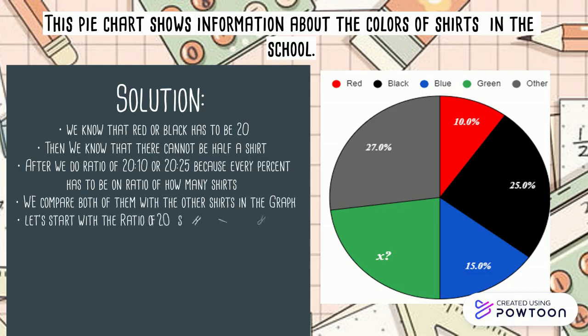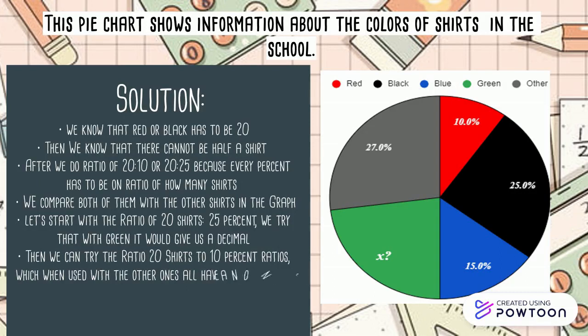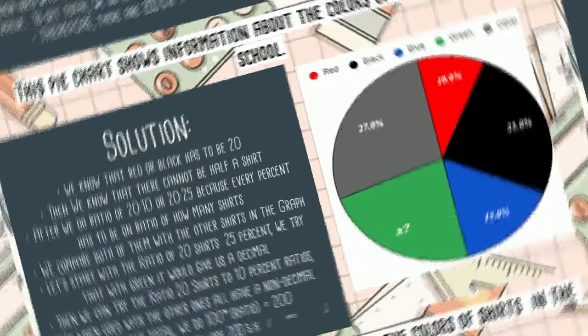Let's start with a ratio of 20 shirts to 25%. We try that with the grade, and it would give us a decimal place, so that's not possible. Then we can try the ratio of 20 shirts to 10%, which when used with the other ones all gives a non-decimal value. To get the total, we do 100 times this ratio, which will give us 200 shirts in total.